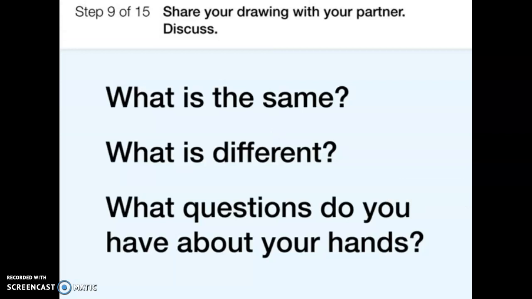Step 9. Talk to your partner about these questions. What is the same about your hands? What is different? What questions do you have about your hands?